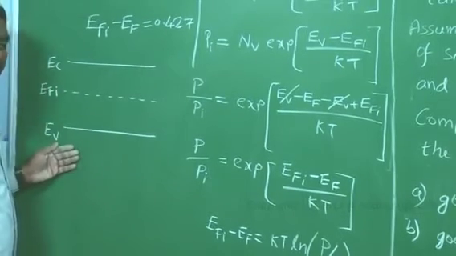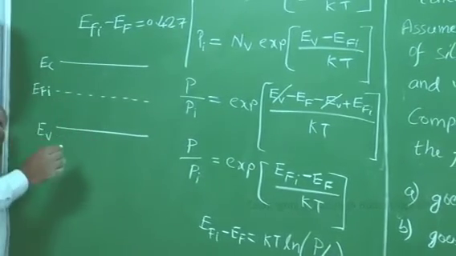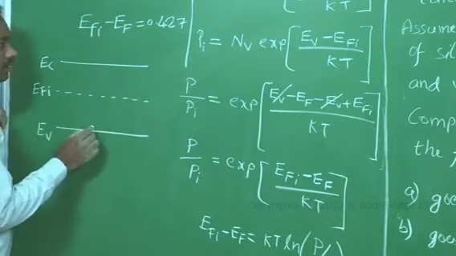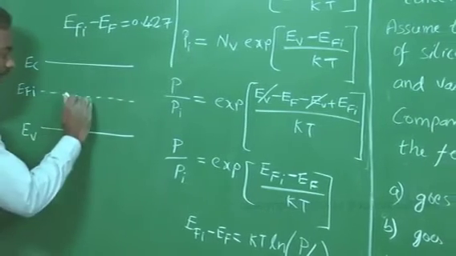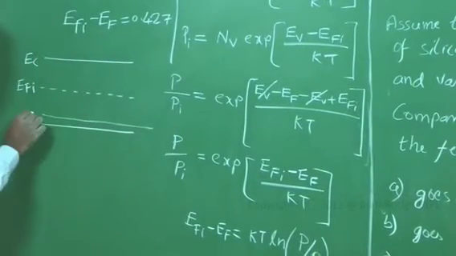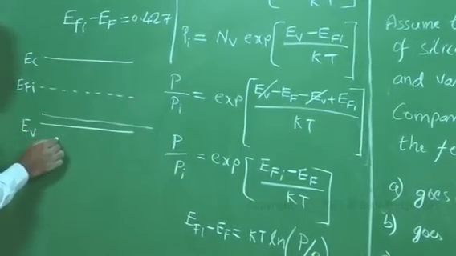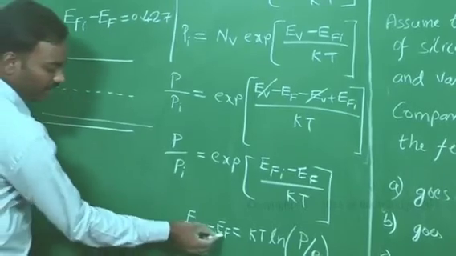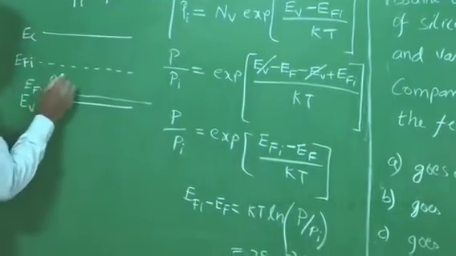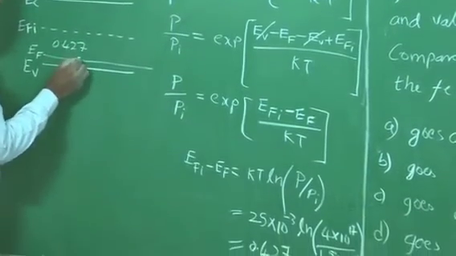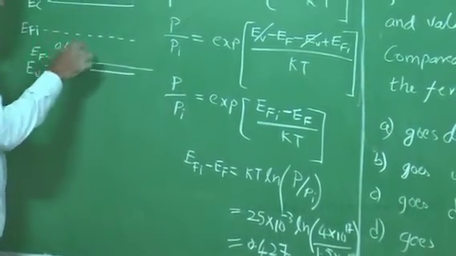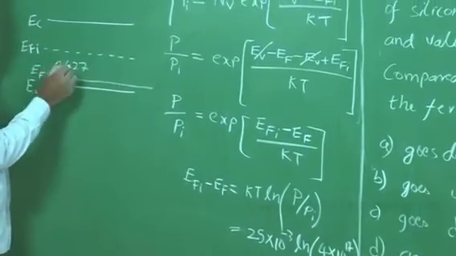Considering the energy band diagram of the silicon, the Fermi level of the intrinsic semiconductor will be at the middle of the band gap. When it is doped with p-type, the Fermi level moves downward towards the valence band. This will be the new Fermi level of the doped semiconductor, and here we see that Efi − Ef, this is Ef, we got as 0.427 electron volts. So when compared to the intrinsic semiconductor, the Fermi level of the doped semiconductor will come down by 0.427 electron volt.